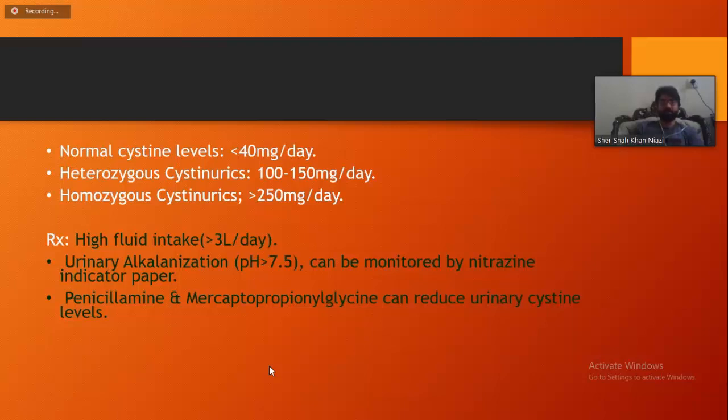It's treated with high fluid intake, more than 3 liters per day, and urinary alkalinization by keeping pH more than 7.5, which can be monitored by the patient himself at home with a nitrazine indicator paper. And penicillamine and captopril also reduce urinary cystine.